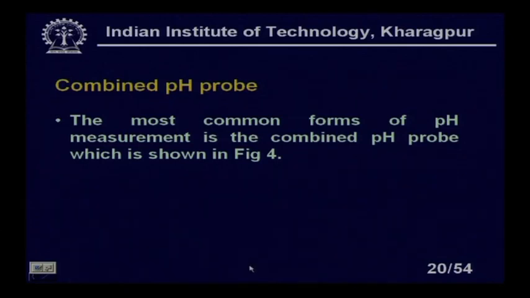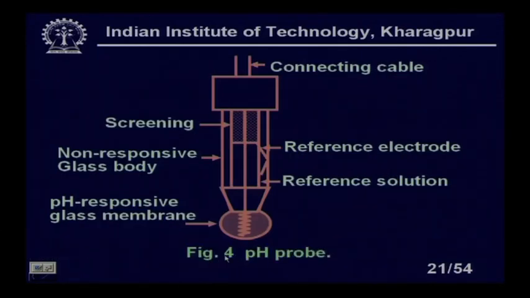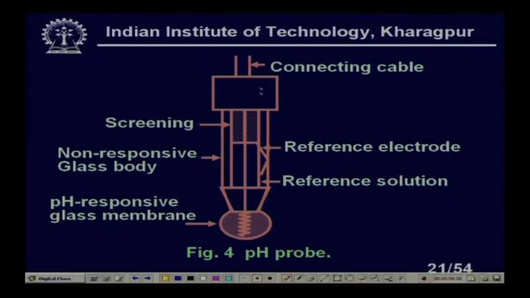We will show the figure. This is the combined electrode. You see, it has a connecting cable, and here there is a pH sensitive glass membrane. This will not respond on the glass body. You see, it is a non-responsive glass body. We have written here non-responsive glass body.